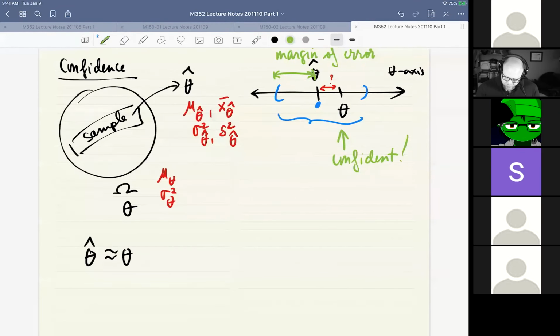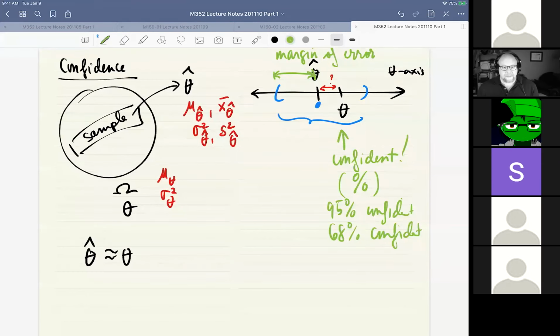Our confidence is usually measured in a percentage. Are we 95% confident? Are we 68% confident? The more confidence we want, usually the bigger the interval has to be. That's what we're going to start talking about, and it can be a confusing topic, so read it carefully. We'll start talking about it next time, in chapter 5.